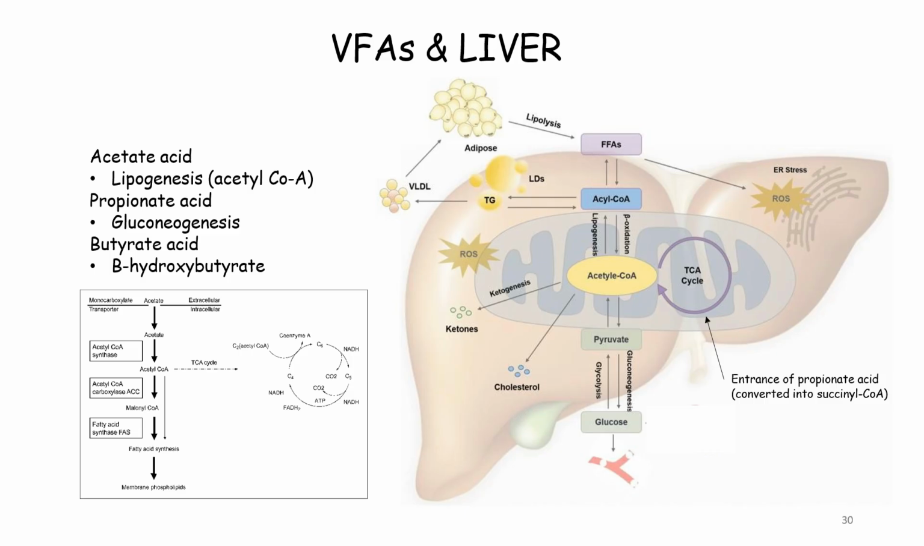So this one is volatile fatty acid and the liver: acetic acid, propionic acid, butyric acid. This is the process. They go inside the liver. Propionic acid entering is converted into succinyl CoA. This is a chemical reaction happening inside the liver, and the animal can get energy. They produce ATP, and by using the ATP the animal gets the energy.